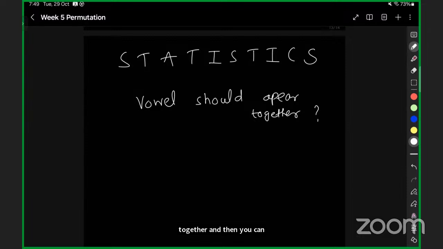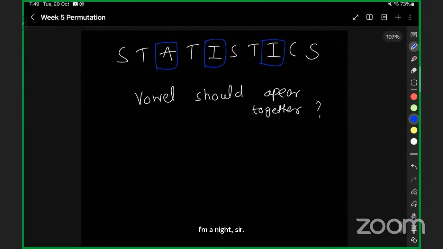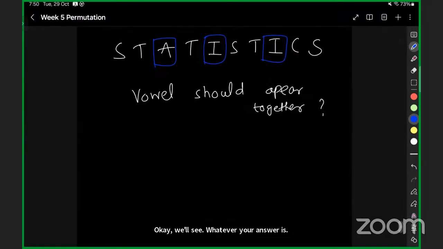Okay, so I'll group them, right? So this is a vowel, this is a vowel, this is a vowel. Okay, fine. So 3 vowels I think. So 6 factorial by 2 factorial, 3 factorial, 1 factorial into 3 factorial by 1 factorial, 2 factorial into 9 factorial. Am I right, sir? I'm not sure. This is too much. Okay, we'll see, whatever your answer is.